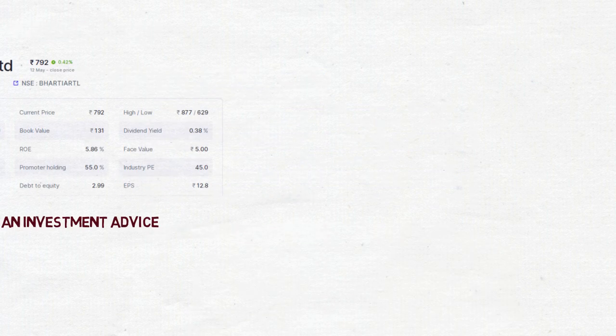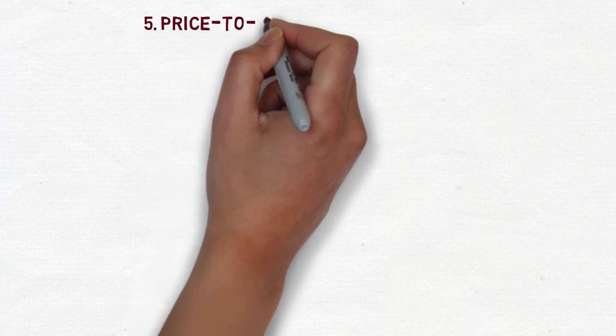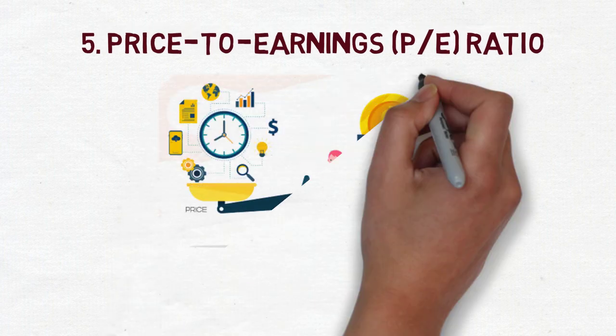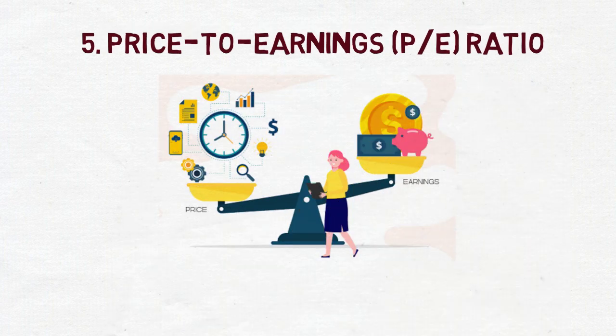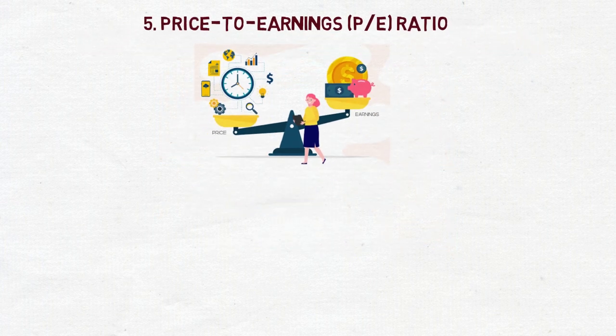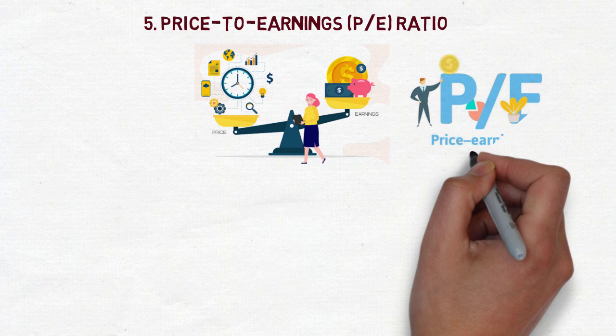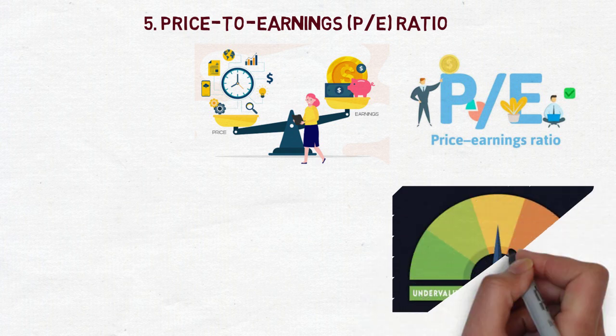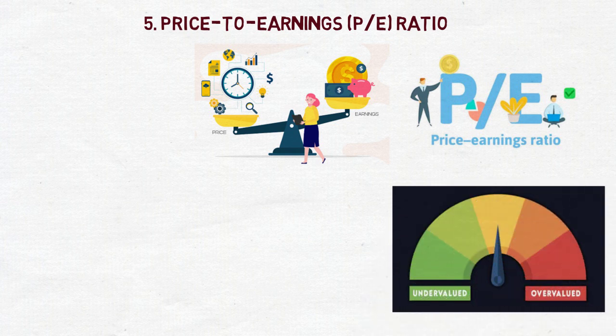So the fifth ratio is price to earning ratio. The price to earning ratio or PE ratio is a common financial ratio that measures a company's share price in relation to its earning per share. In other words, it is the amount an investor must pay for each rupee of earnings. It indicates whether the market price of a stock reflects the company's earning potential or true value, and it helps investors determine if the stock is undervalued or overvalued.